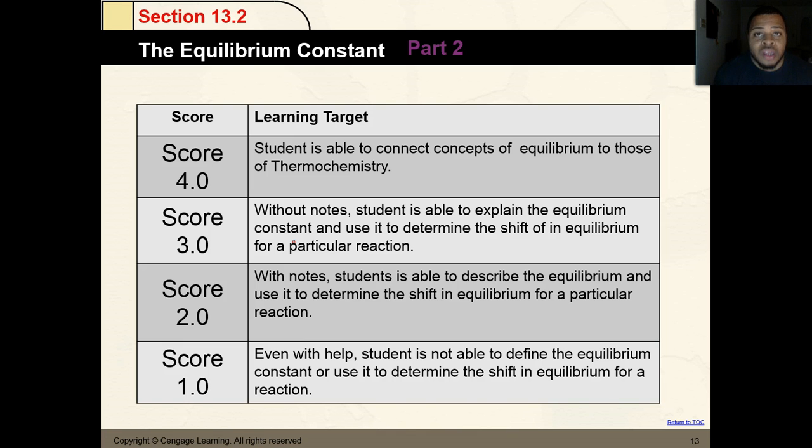Now, our goal overall at the end of this video is that you will be able to explain the basics of the equilibrium constant and be able to use it to determine the shift in equilibrium for a particular reaction. Now, let's go ahead and jump in.